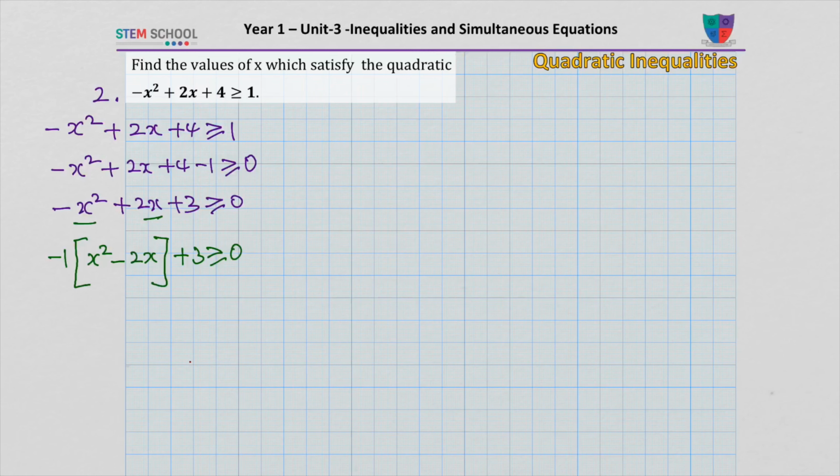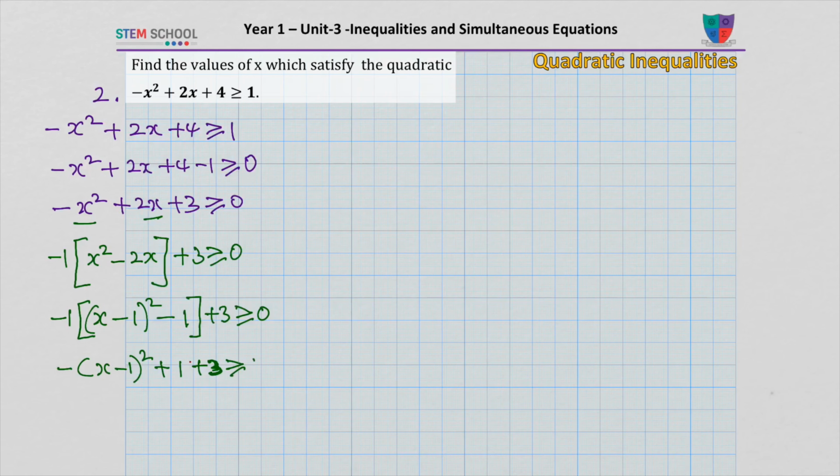Now I'm going to apply completing the square to the square bracket. So I get minus 1 square bracket x minus 1, because I have to have the b value, so the b value will be half, and then I square it, take away the square of minus 1, which is minus 1, because the square of 1 is 1, and then close the square bracket, plus 3 greater or equal to 0. Now I need to open the square bracket, so I get minus x minus 1 squared plus 1, because minus 1 times minus 1 is 1, then plus 3 greater or equal to 0.